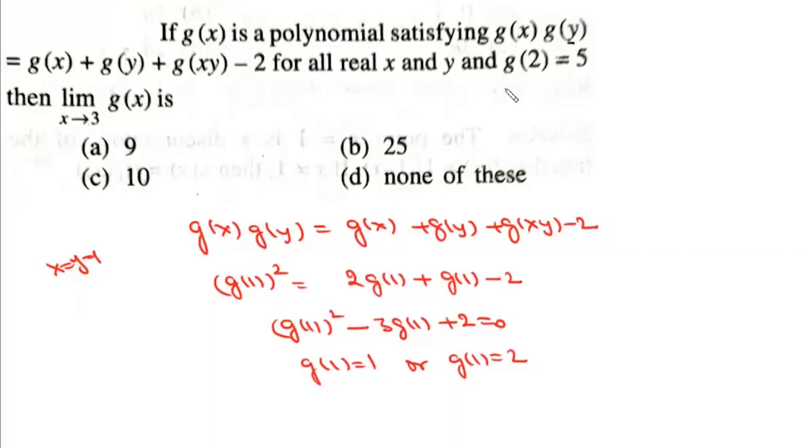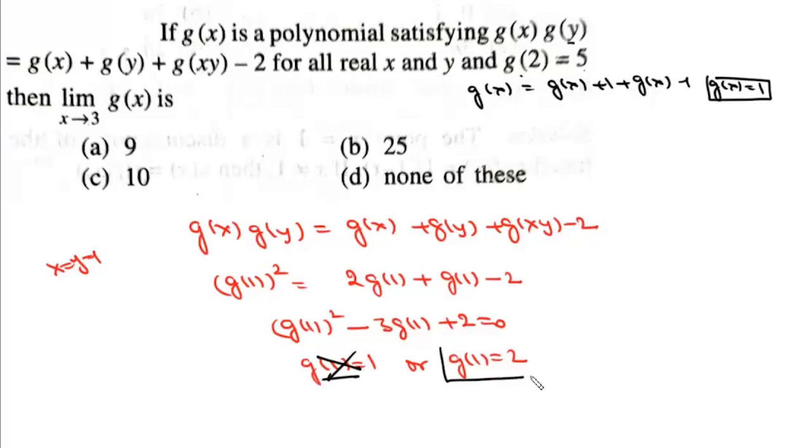Now if we put y as 1 in this, taking g(1) as 1, we'll get g(x) = g(x) + 1 + g(x) − 2. From here we get the condition that g(x) is a constant function, but it says g(2) is equal to 5. That means g(1) is not equal to 1. So g(1) has to be 2.